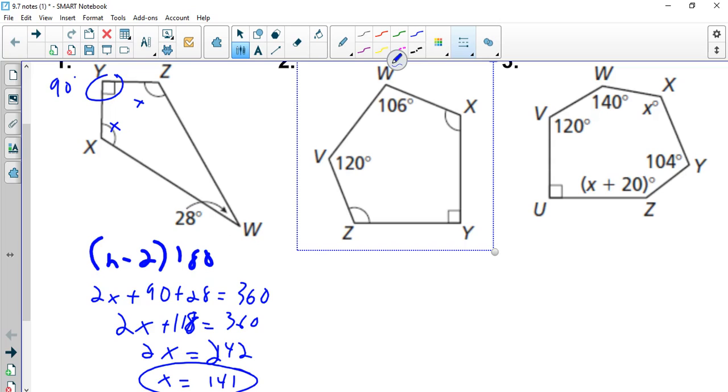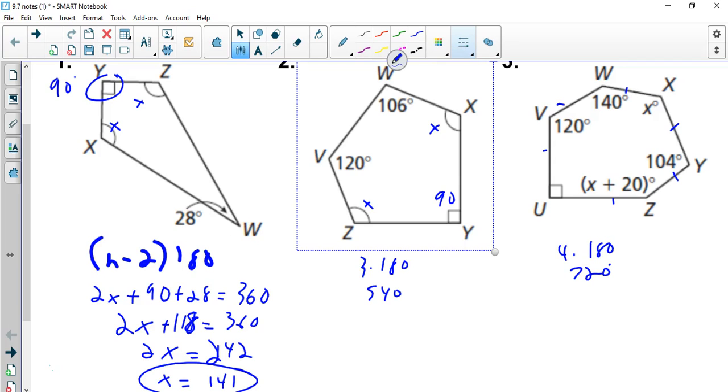Now I'm only going to do one of these. Number 2 is similar because, again, you have x and x, and this is 90, so you're going to do it the same way. The only difference is there's 5 sides, so you're going to have 3 times 180, which means this is 540. On number 3, we have 1, 2, 3, 4, 5, 6 sides. So that's 6 minus 2, which means we have 720 degrees in the total shape.